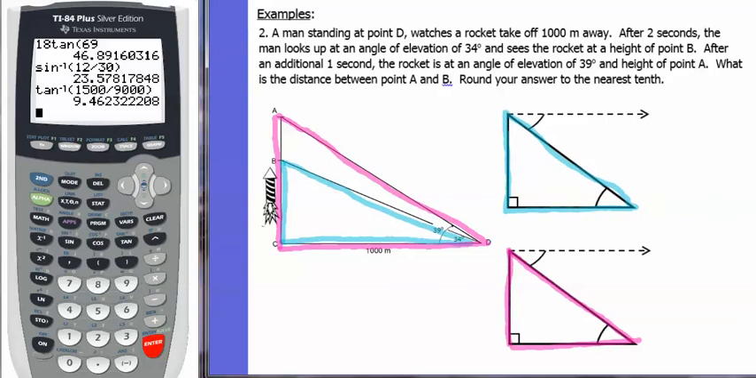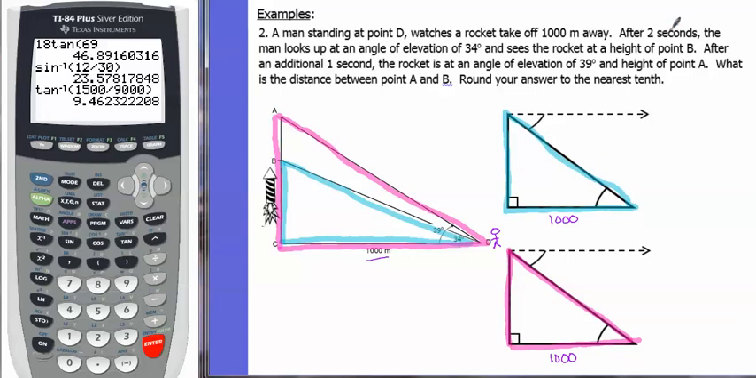So let's look. I'm going to read the problem. A man is standing at point D. So here's my dude sitting here. Let's see what he's doing. He's watching a rocket take off 1,000 meters away, and they labeled it for us, which is really nice of them. So now that 1,000 is the same in both my blue triangle and my pink triangle.